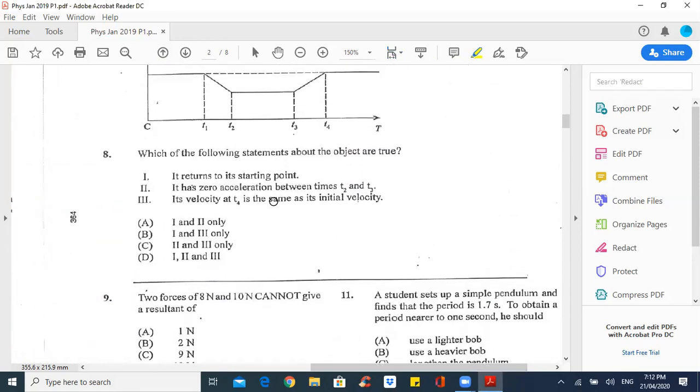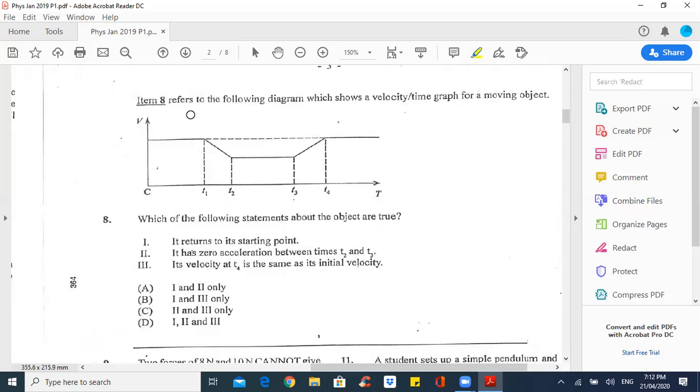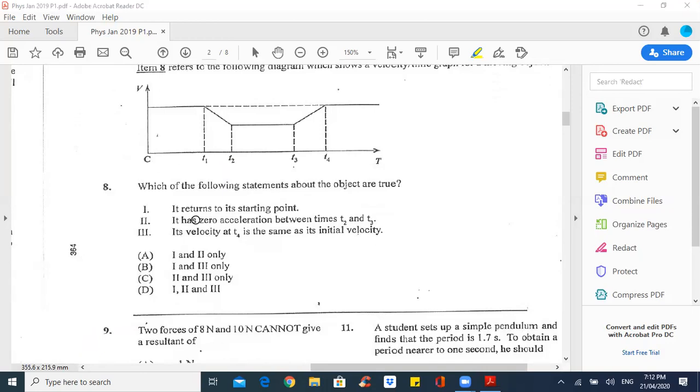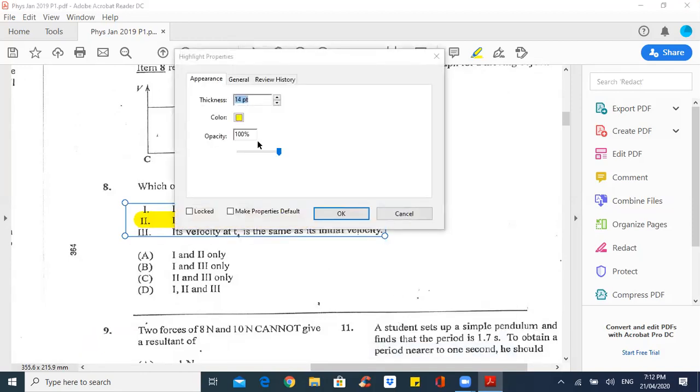So number 8. They ask here, item 8 refers to the following diagram, which shows the velocity time graph for a moving object. Which of the following statements about the object are true? It returns to its starting point. It has zero acceleration between time 2 and time 3. Time 2 and time 3 is true, so this statement is true here. It has zero acceleration, so we know that for sure.